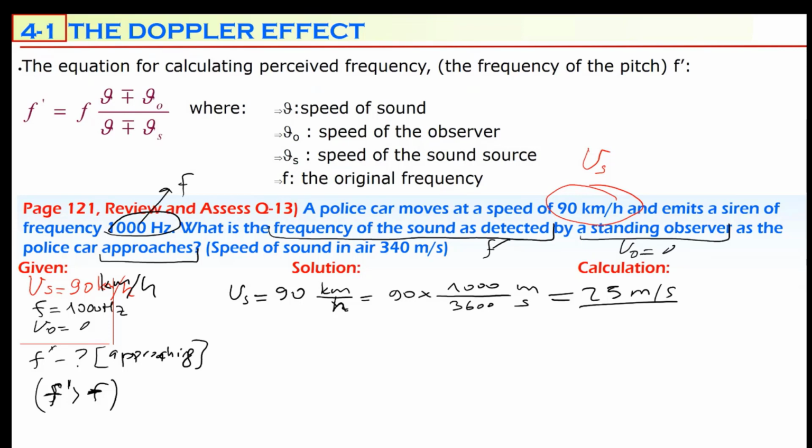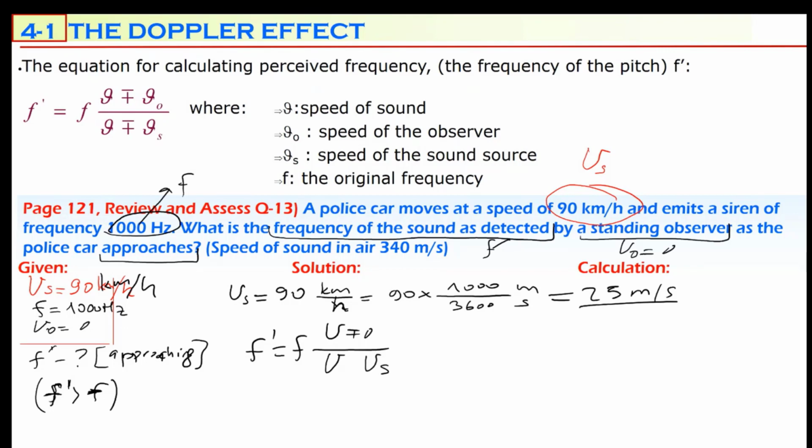Now we are ready to use this equation. Which equation? F prime is equal to F multiplied by V plus minus VO, over V plus minus VS. No need to write VO because it is zero. I'm not going to write VO here because it's zero. And plus minus has no meaning there. But in the denominator, now be careful, I'm going to determine whether it is positive or negative.